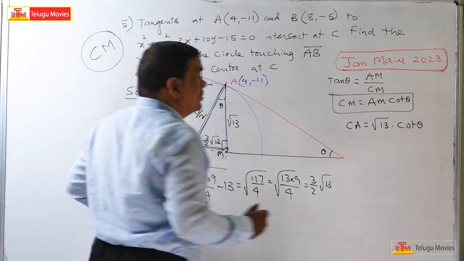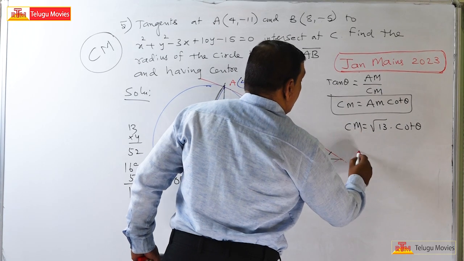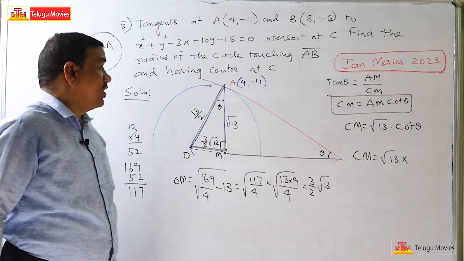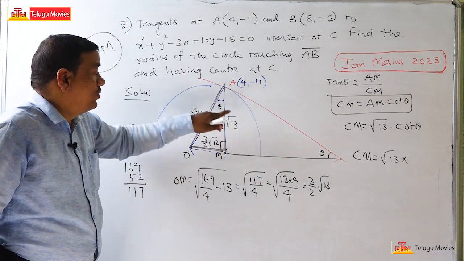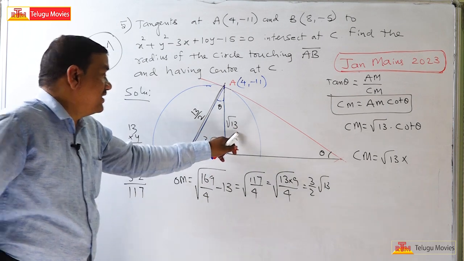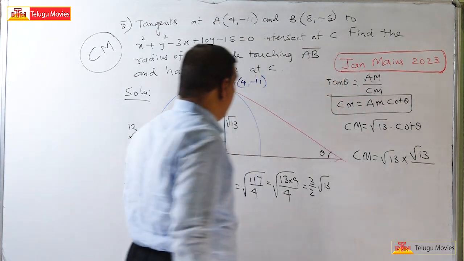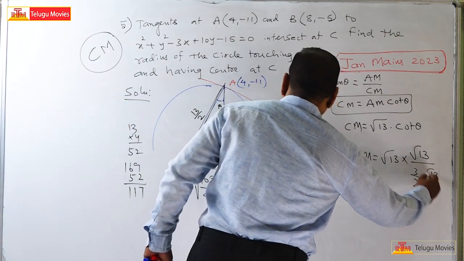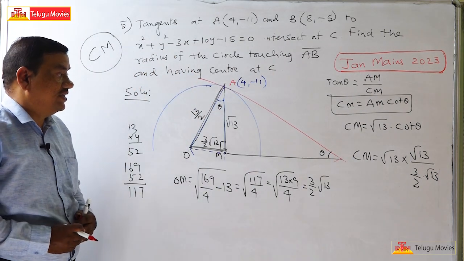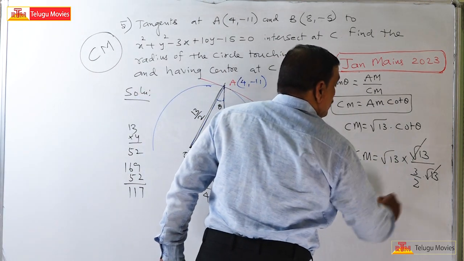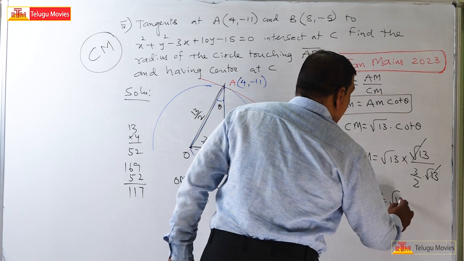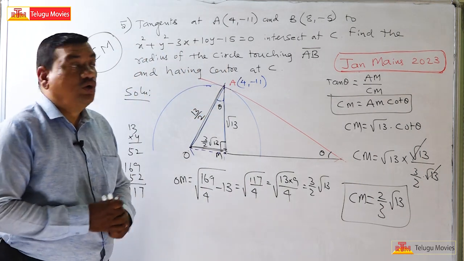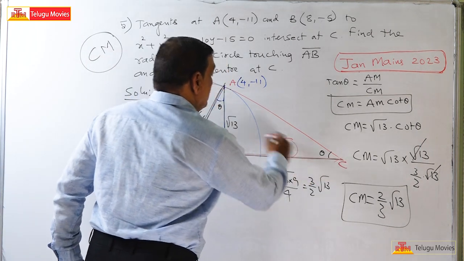Now coming to CM. CM is equal to root 13 into cot theta, as we got. Now from this you find out cot theta. Cot theta is equal to adjacent side by opposite side. Adjacent side is root 13, by opposite side, which is 3 by 2 into root 13. Any more cancellations here? Root 13 will be cancelled. This is 2 by 3, so CM is equal to 2 by 3 root 13. This is the radius of the required circle.